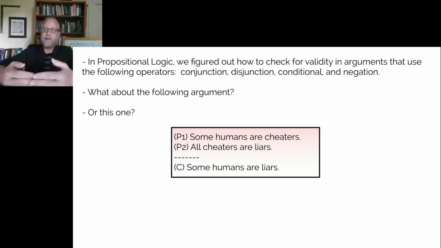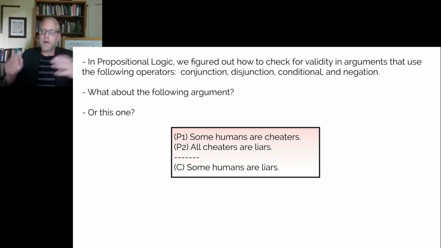I like to think about categories as clubs, right? We all belong to the human club. Some of the people that belong to the human club also belong to the cheaters club, right? And guess what? According to premise two, everyone in the cheaters club is also in the liars club, right? So I hope you kind of see how this works.